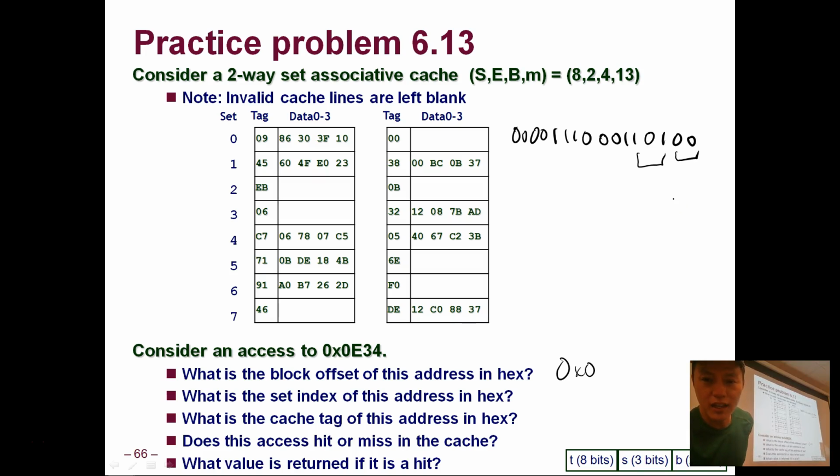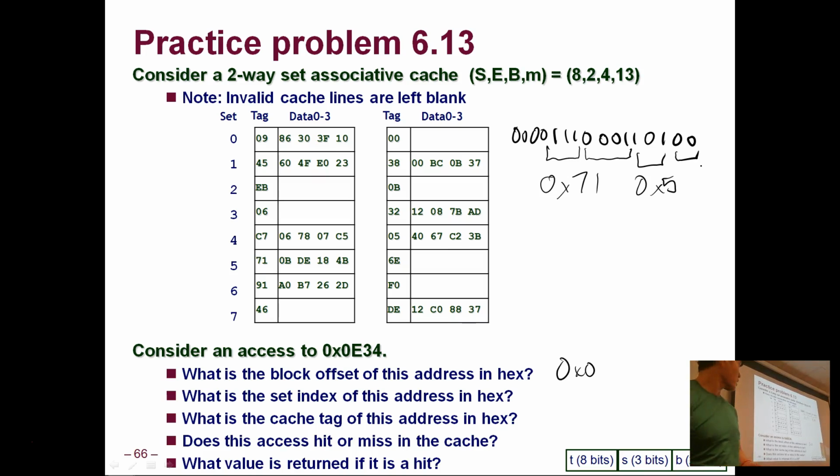The cache tag is the rest. So this is 0001, and then this is 0111. So the cache tag is hex 71. The set is hex 5. Block offset is 0. Does it hit or miss?